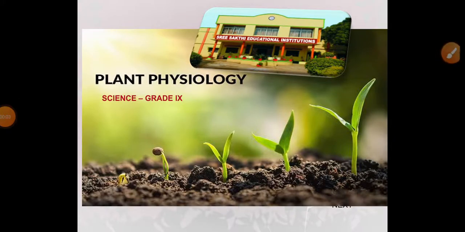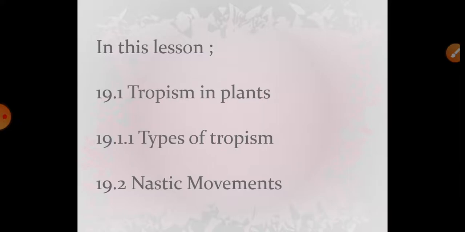Hi everyone. Now we are going to see about the lesson of plant physiology of grade 9 science. In this lesson, we are going to learn about the topics tropism in plants, types of tropism, nastic movements. As per reduced portion, these are all the topics which covered in this lesson.